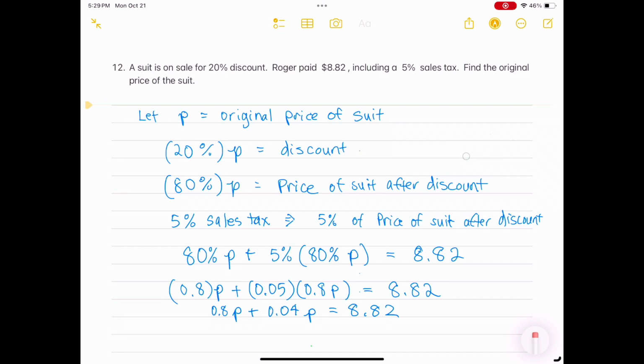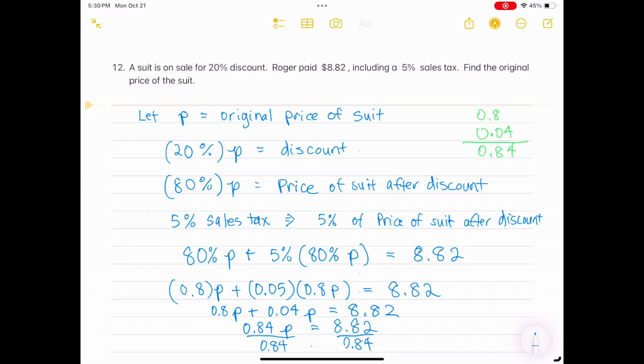Next, I simplify 0.8p plus 0.04p. Sometimes you get confused looking at all those decimals, and maybe it helps to just think of those numbers without decimals. How would I solve that if it were just 8p plus 4p, for example? I know I just need to add those numbers. In this case, even though these are decimals, I do the same thing. I add those numbers 0.8 and 0.04.